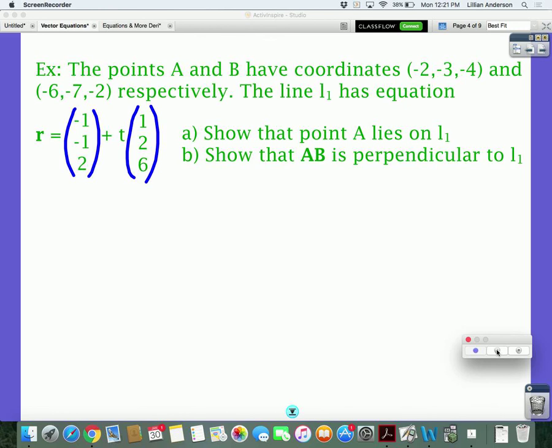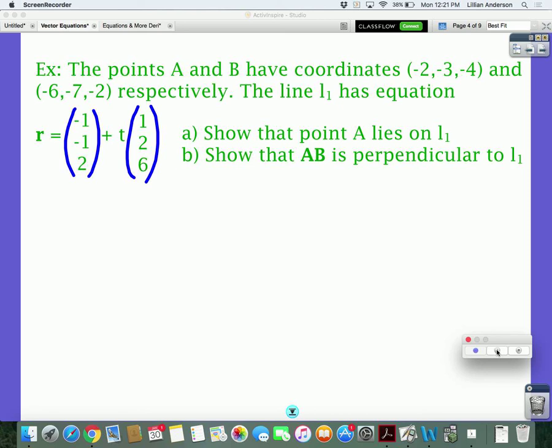Alright, so the points A and B have the respective coordinates, and L1 has the equation that's given to you. We need to do two show problems. We need to show that point A lies on L, and we need to show that AB is perpendicular to L. Okay? So, to show that a point actually lies on the line, you need to take the point and set it equal to this equation and then solve for t.